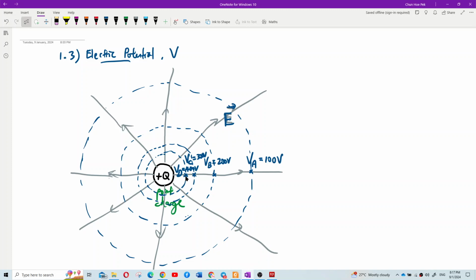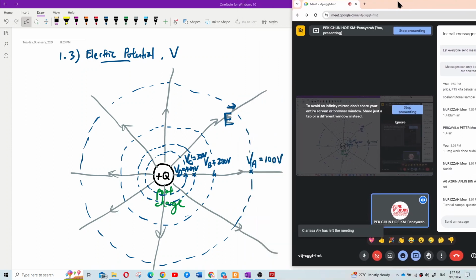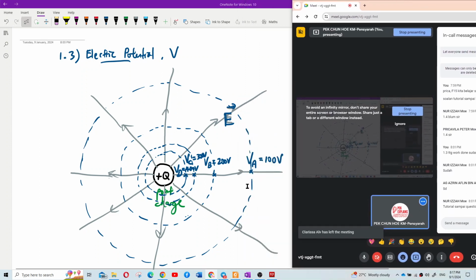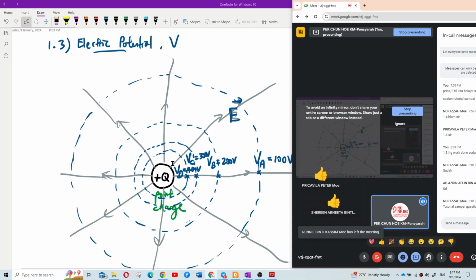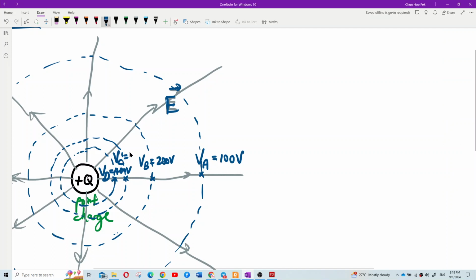Can you see, class? Give me a thumbs up if you can see what I'm drawing. Can you see clearly? Hopefully you can see. Sorry about that.